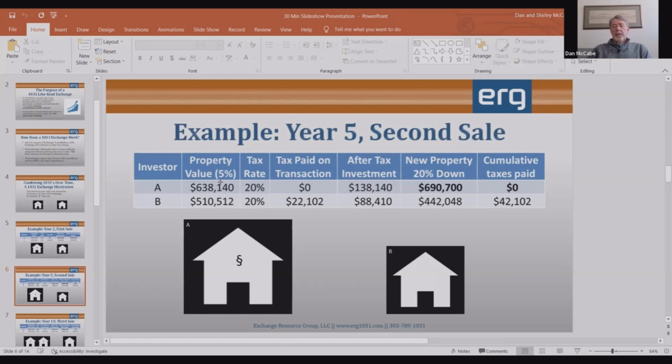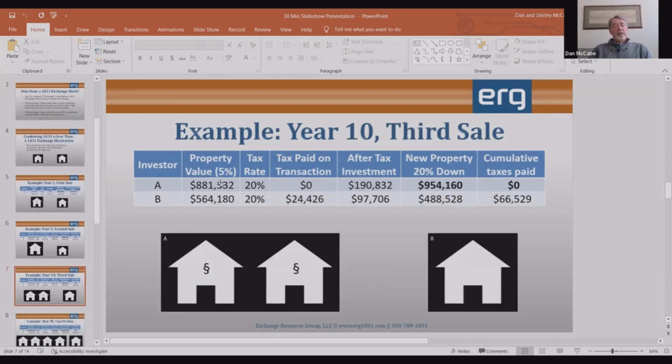Five years later, same scenario. They both sell. The property values have increased. They look at that. At the end of the day, you can see that taxpayer B is going to pay another $22,000. And when they come to buying new property, taxpayer A is going to have almost $700,000 in purchasing capability, for roughly $450,000 for taxpayer B.